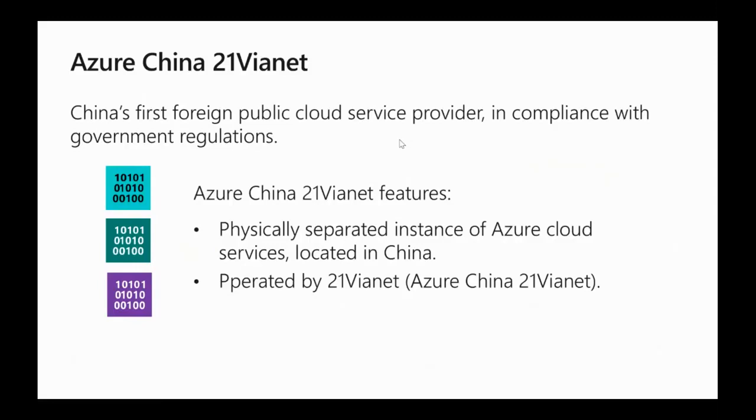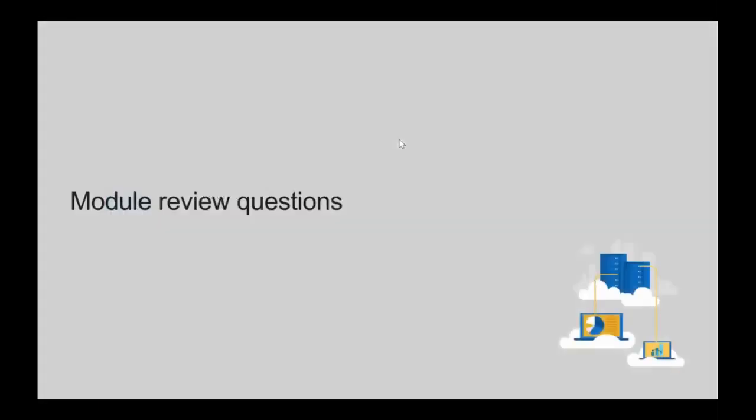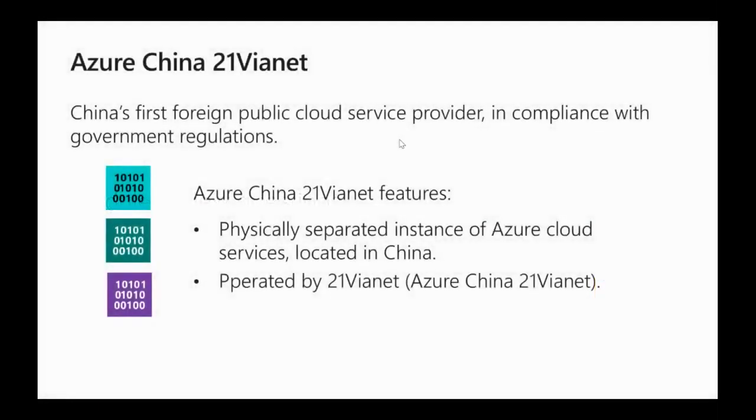Azure China is different altogether. In Azure China, Microsoft has tied up with 21 ViaNet, and then they have built a data center. It is a physically separate instance of Azure Cloud Services, which is located only in China and only for Chinese customers. You cannot put your virtual machines from here in any of the data centers in China as per the local law. And it has been prepared by 21 ViaNet.